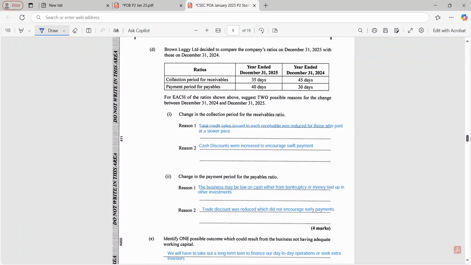All right. Still on Brown Leggy Limited, they decided to compare the company's ratios on December 31st, 2025 with those on December 31, 2024.